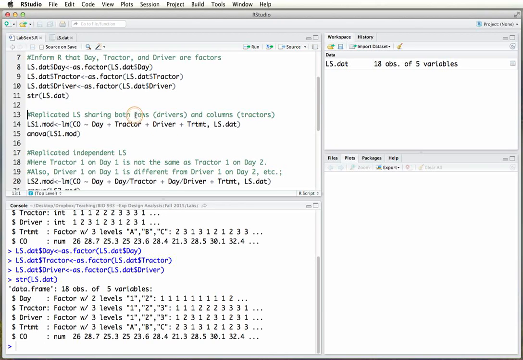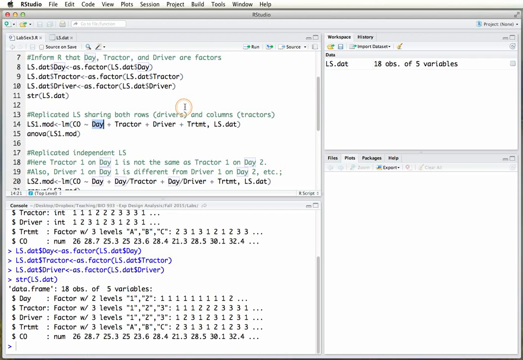So this is replicated Latin square sharing rows and sharing drivers. In other words, in the entire study, I only have 3 drivers and I only have 3 tractors. In this case, the model is pretty simple. Your response variable, the level of carbon monoxide, is explained by the day, and you'll see here that day is essentially acting as a third blocking variable. It's something that we can assign variation to.